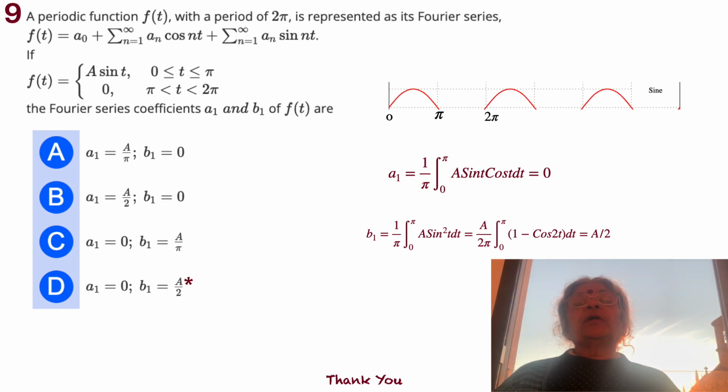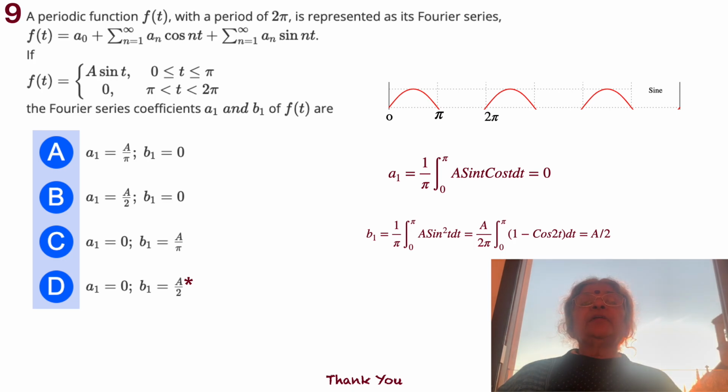So there are three components. One is the DC value a0. Sometimes it's written as a0 by 2, sometimes simply a0. And then from n equal to 1 to infinity, there are two series of terms which are added together. One is an cos nt, the other is bn sin nt.